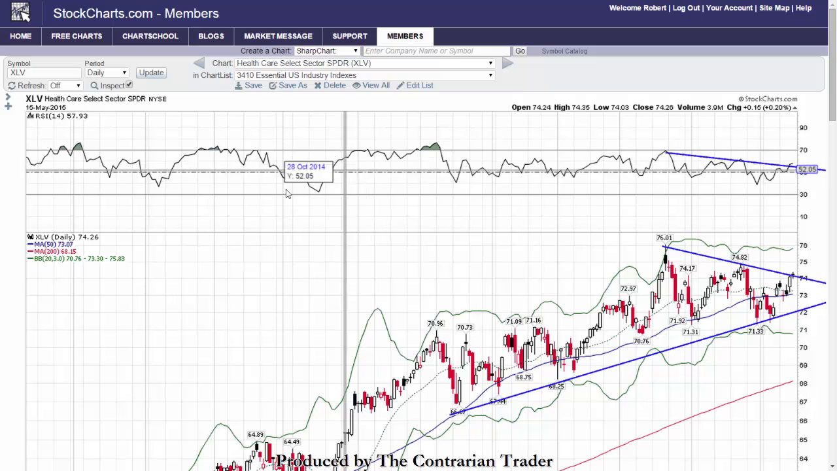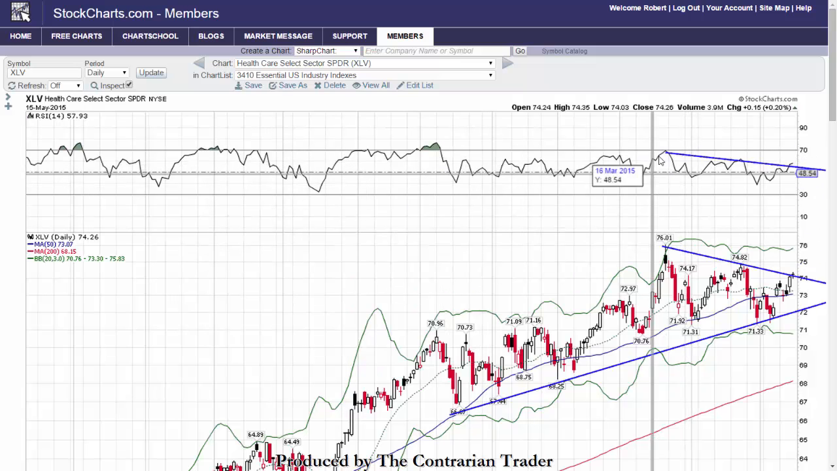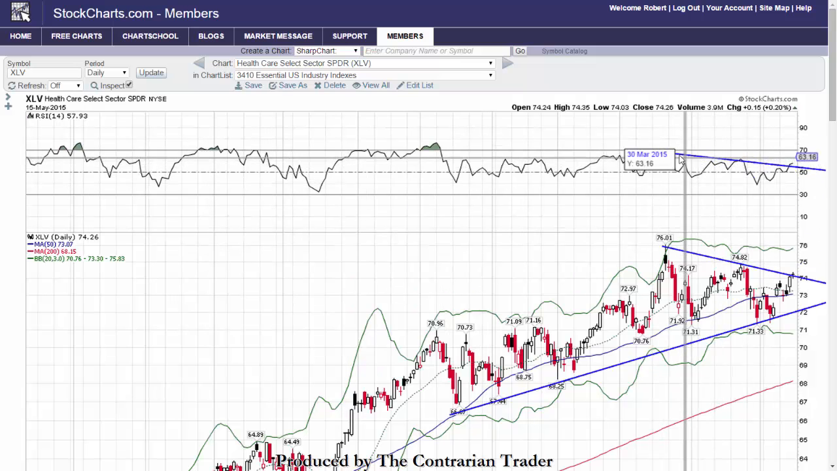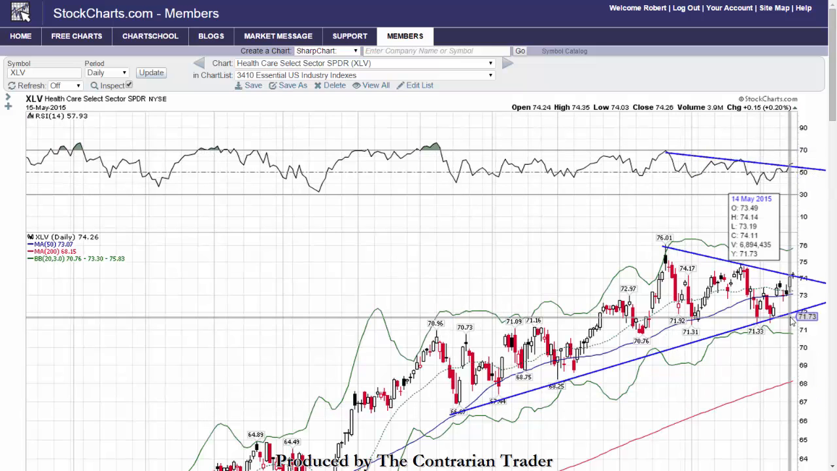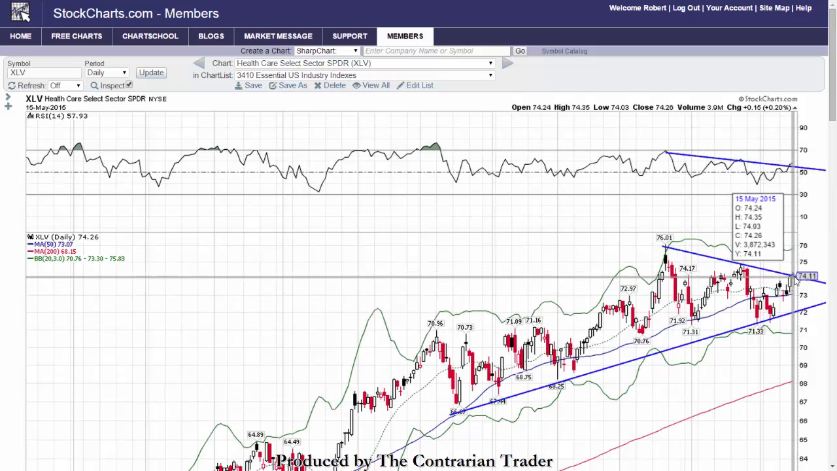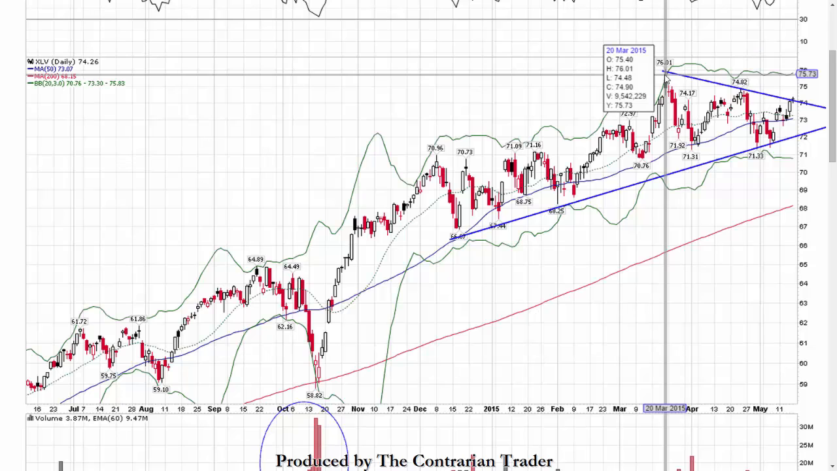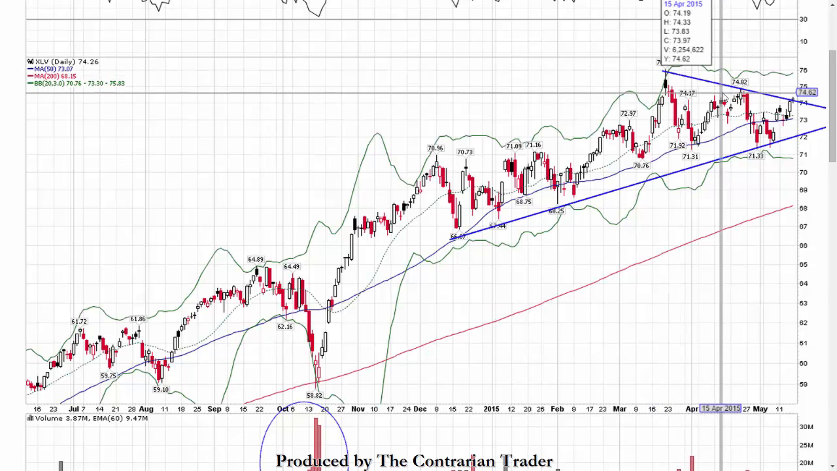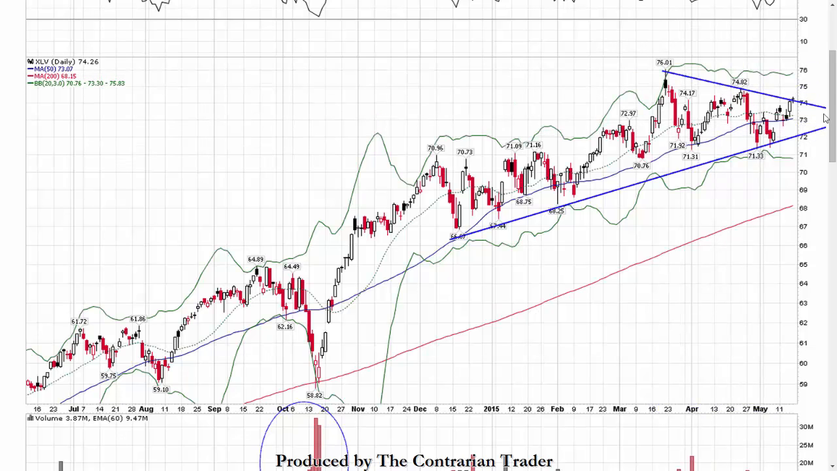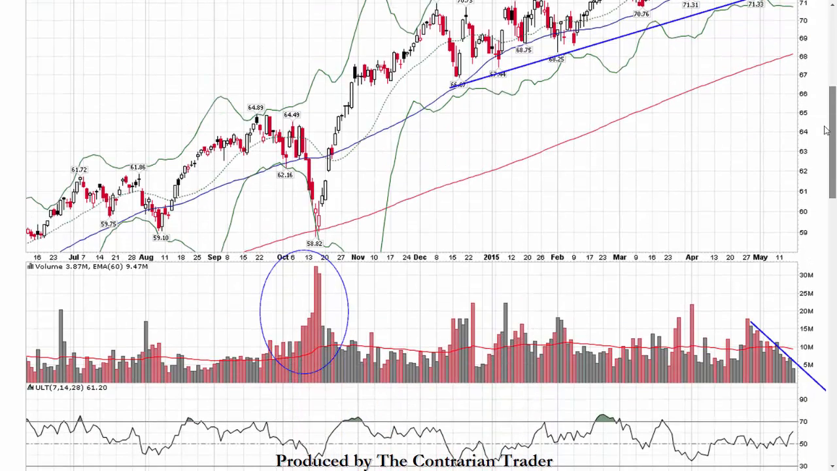Okay, so now here you have it, the very same chart, but now we've drawn our lines to identify downtrends and uptrends. And you could see that on Friday, we broke out of a downtrend that began on March the 20th of 2015. This sector can be bought, and we may just buy it in the coming days.